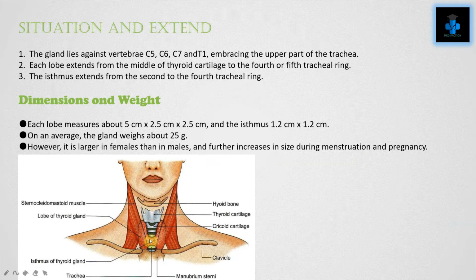Now let's move on to the dimensions and weight. Each lobe measures about 5 by 2.5 by 2.5 centimeters and the isthmus right here measures about 1.2 by 1.2 centimeter. On an average, the gland weighs about 25 grams. However, it is larger in females than in males and further increases in size during menstruation and also pregnancy.